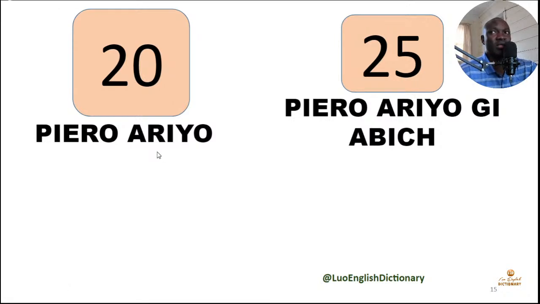Piero ariyo would be 2 tenths. And then now Piero ariyo gi abich. That means 2 tenths and a 5. So that's 25. Piero ariyo gi abich, because 20 is Piero ariyo. So 21 would be 2 tenths and a 1, 2 tenths and a 2, 2 tenths and a 3, 2 tenths and a 4, just like that, up to 2 tenths and a 9, and then you say 3 tenths, okay?